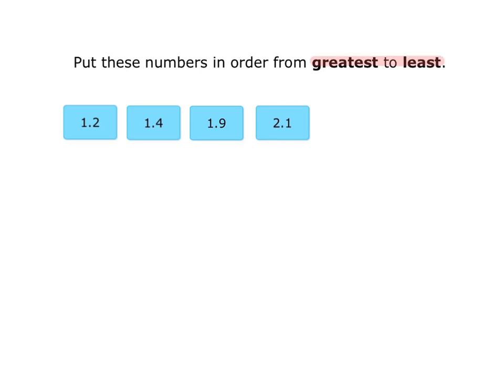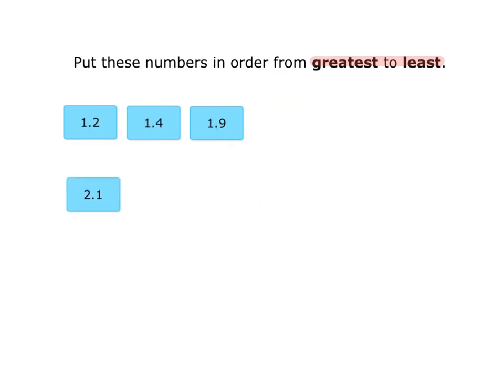Again, the first thing I need to do is look at my biggest or greatest place value, which would be the ones. So when I take a look, I have 1, 1, 1, and a 2. And I can see that 2 is definitely larger than any of the other ones digits. So I know 2 immediately, or 2.1 immediately, is my greatest number. So I'm going to move it right now.